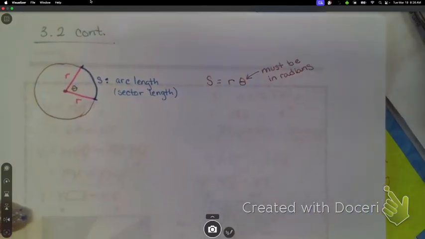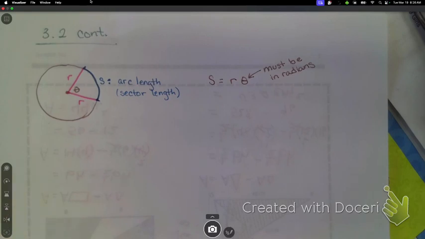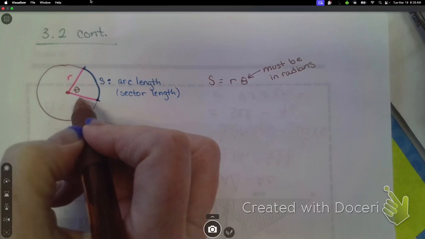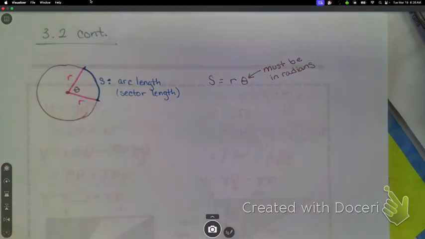Okay? What does theta have to be in? Radians. So, what does S stand for? Arc length. What is R? Radius. And what is theta? Angle. It's the angle between the two radii. But it has to be in what? Radians. It has to be in radians.